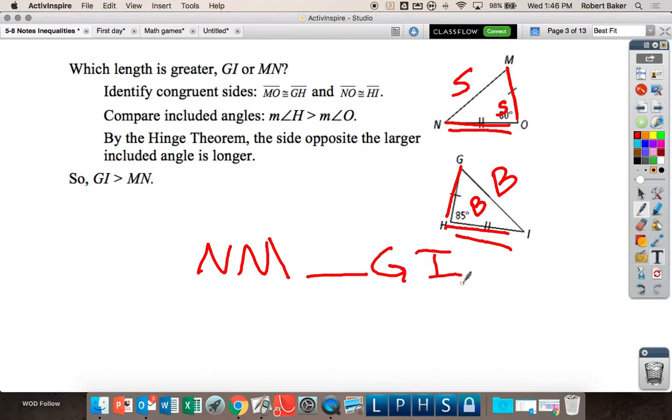Which one's bigger, GI or NM? GI. And you do this, just like on your test. Is there any solving here? No. All you're saying is, which one's bigger? Because this angle is bigger than this angle, this line is bigger than that line.